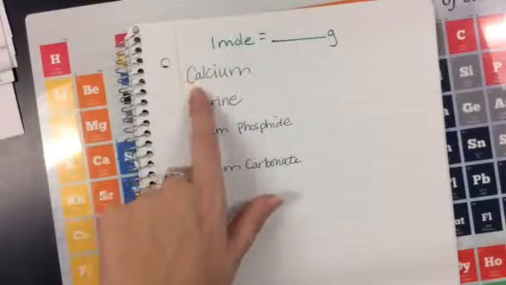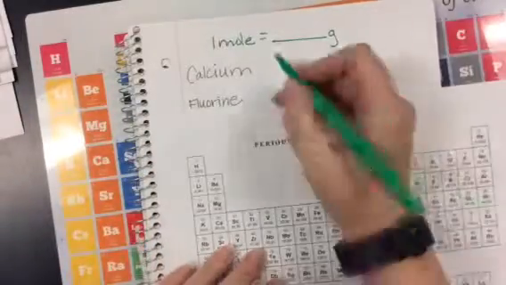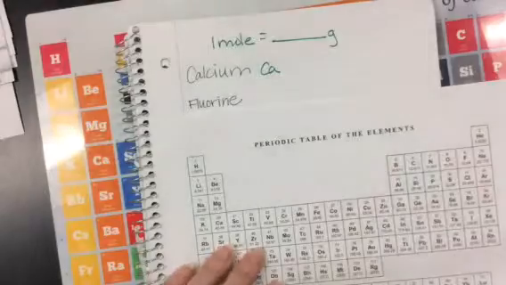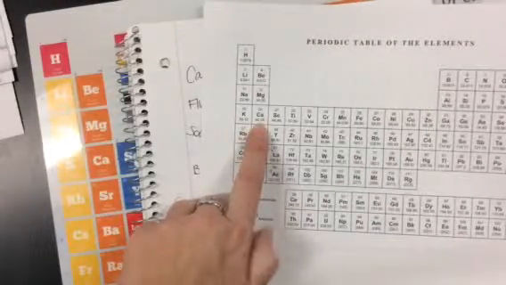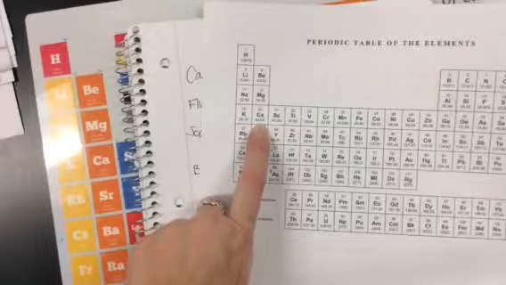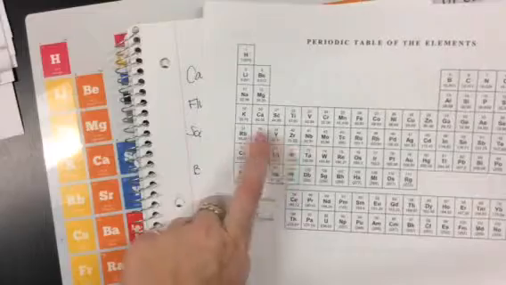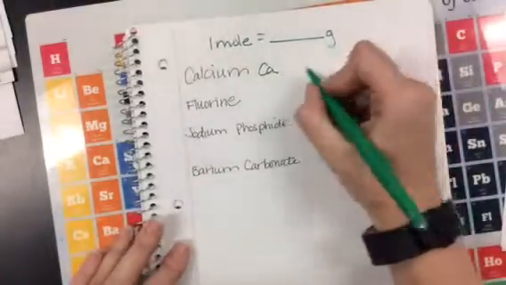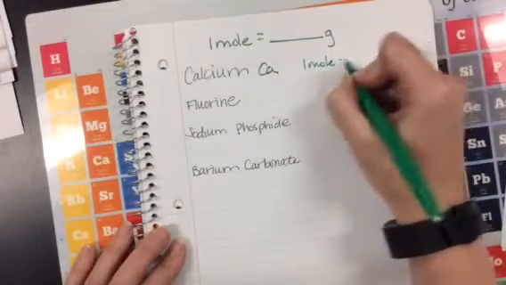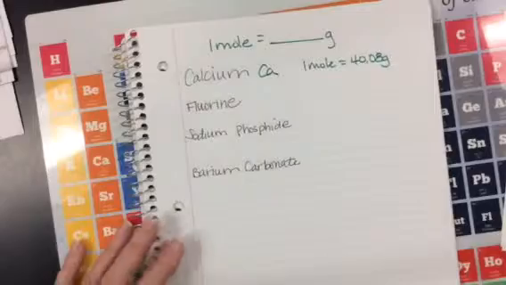So the first one that I have here is just calcium. Calcium is a single element from the periodic table. Its formula is just Ca. So when I find calcium on the periodic table, it says its mass is 40.08. We usually round to 2 decimal places for sig fig reasons on your molar masses. So we're just going to write down that 1 mole of calcium is equal to 40.08 grams.